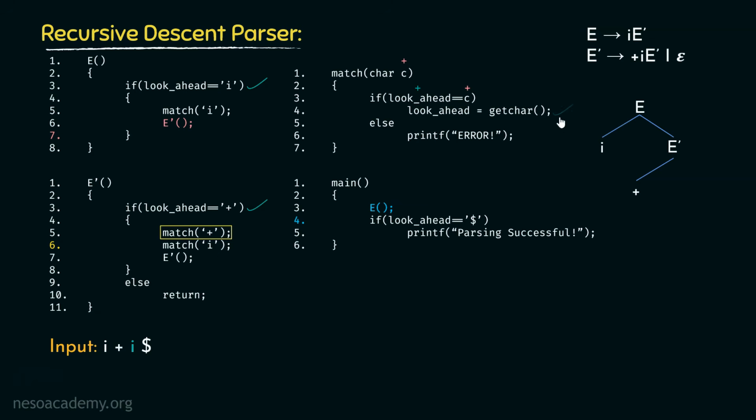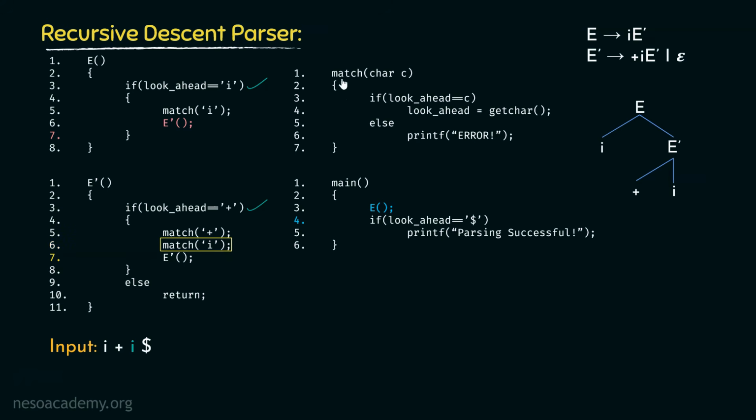Once this is done, we will then return back to line number 6 of E bar. In line number 6, as you can see, we are calling the match function with the parameter I, which basically means that from this non-terminal E bar, we are deriving the terminal I. Again, once the execution of this match function is over, we will return back to line number 7 of the procedure E bar.